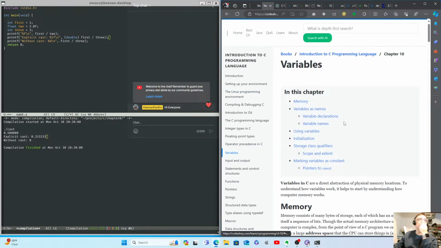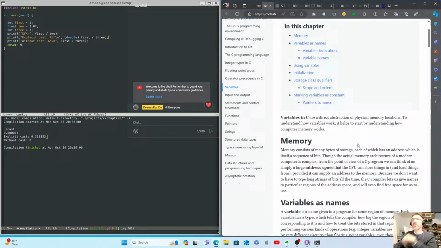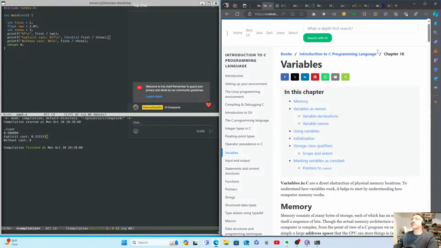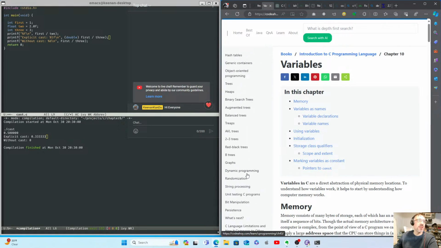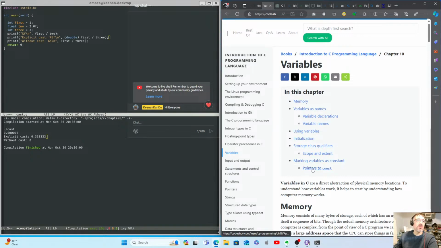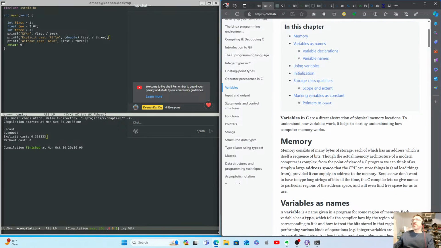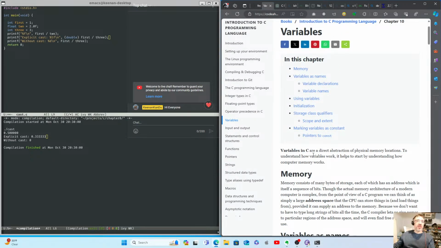Go to the next. Variables. So we're on chapter 10 now. Variables in C. We have memory, variables as names, variable declarations, variable names, using variables, initialization, storage class qualifiers, scope and extent, marking variables as constant, and pointers to constant. Variables in C are a direct abstraction of physical memory locations.